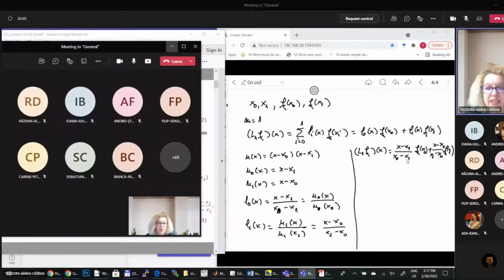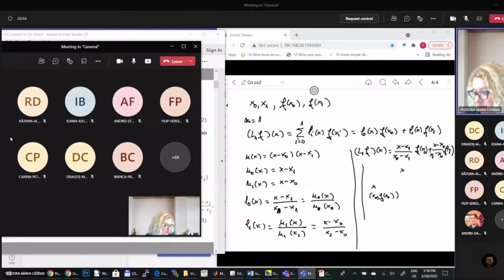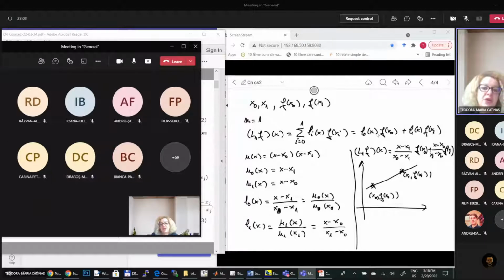Who knows what this is? What we have obtained? This is the equation of what? Of the polynomial that should approximate the function f. This is right, but in geometry, it represents what? A line. Yes, this is the equation of the line passing through those two points, the points of coordinates x0, f of x0, and x1, f of x1. So we have obtained the equation of the line passing through two points.